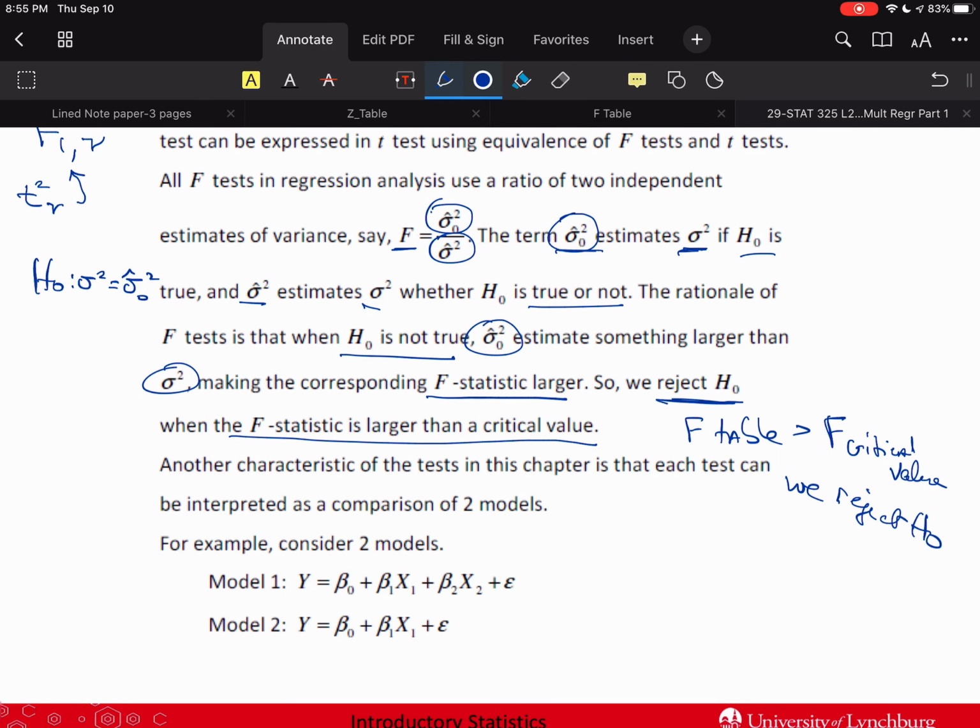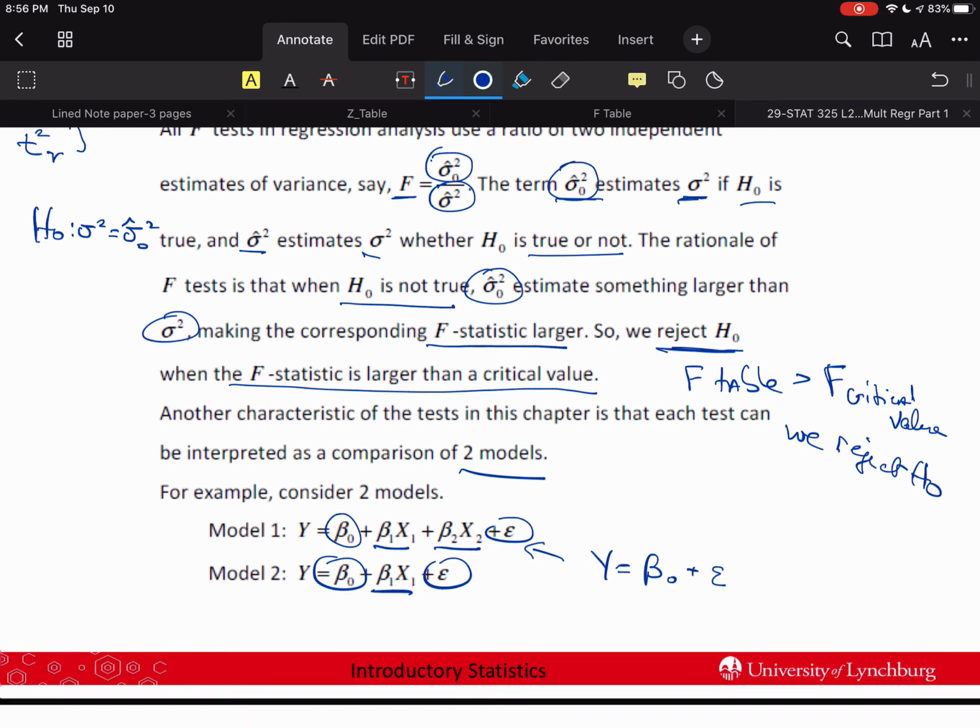Okay. So each test can be interpreted as a comparison of two models, okay? And let's consider this. So we have model 1 that has x1 and x2. And then model 2 only has x1 in it. Now we're keeping the intercepts, and of course the error is a random error. Okay, so we're not changing that notation. And so we can compare those. We can also compare this to y equals beta naught plus epsilon. And that's called a global test, and we'll talk about that as well.